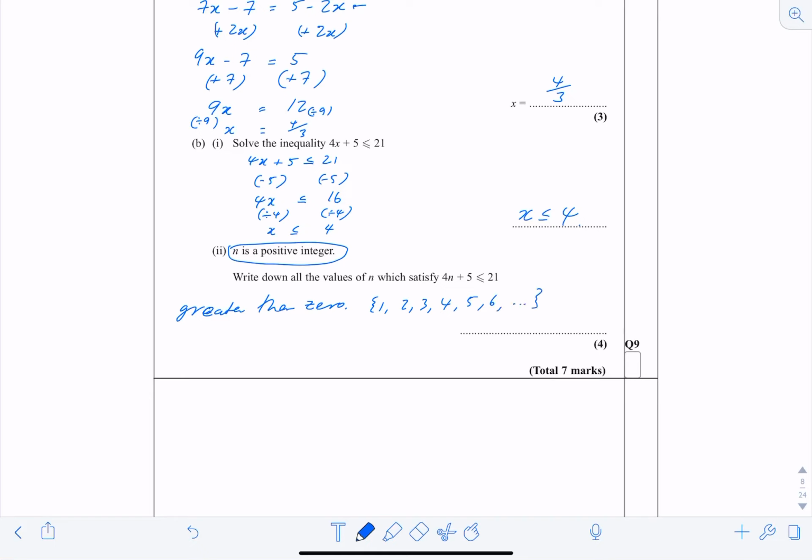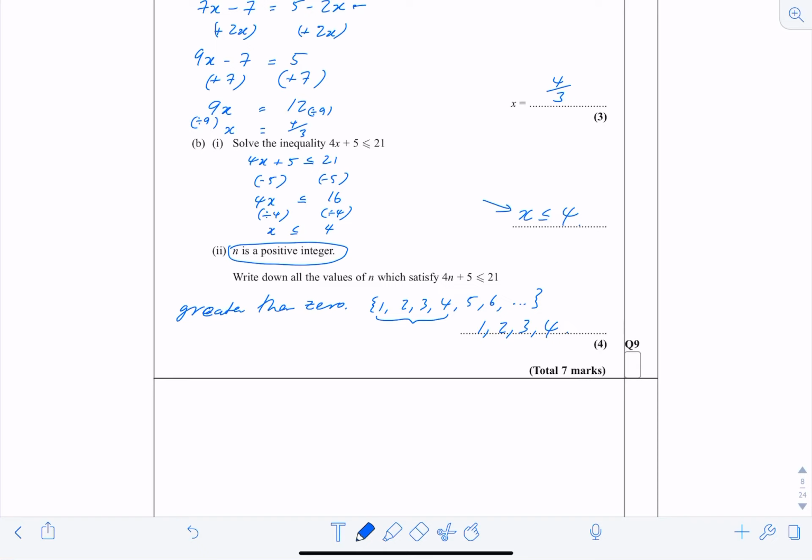Okay, but what does it say in our inequality? Here it tells us x is less than or equal to 4. So which of these numbers works for that? 1, 2, 3, and 4. So 1, 2, 3, 4 is the answer.